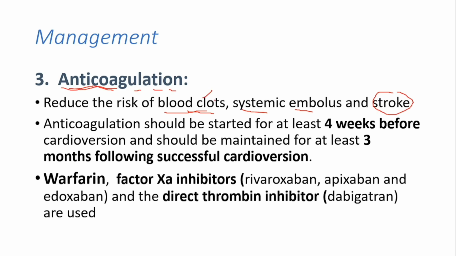Okay, so if a thrombus is present, anticoagulation should be started for at least 4 weeks before cardioversion. So cardioversion can increase the risk of thrombus or embolus if it is performed after 48 hours of atrial fibrillation, okay, or atrial flutter. So we have to anticoagulate the patient at least 4 weeks before cardioversion, and this anticoagulation should be maintained for at least 3 months following successful cardioversion.